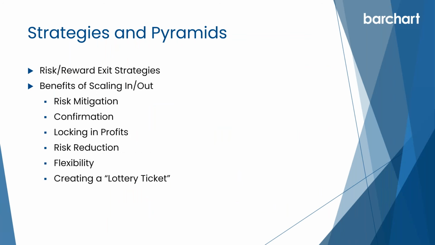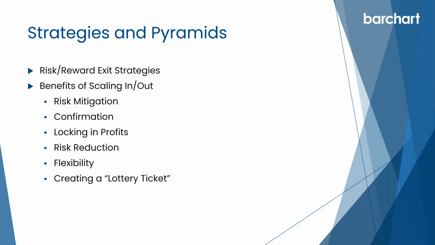All right, let's talk about strategies and pyramids. Now, there are many types of strategies that we can use, but what I wanted to do was just use our risk to reward ratio as a potential strategy. In other words, an exit strategy. Or how I can pyramid, for instance, either to scale in or to scale out.